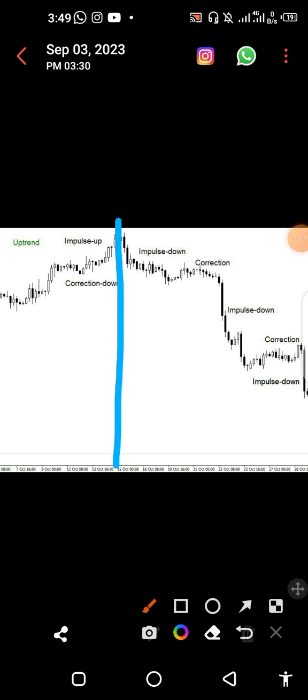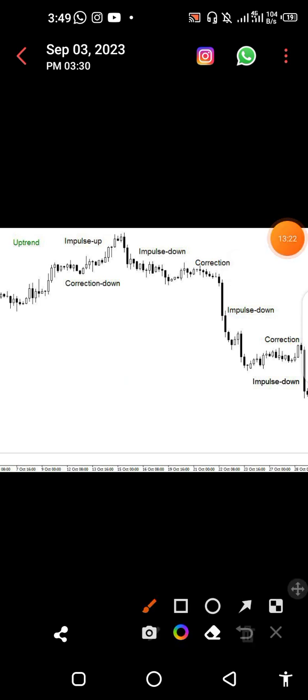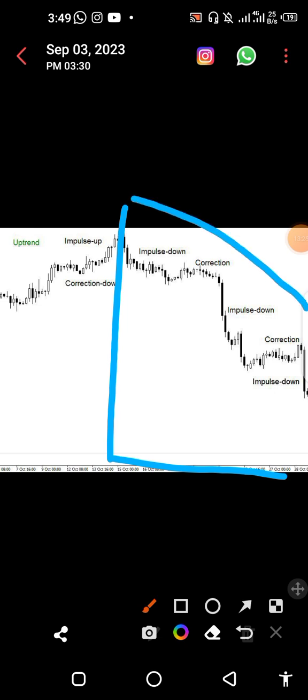Right. Look at price movement from this section. What do you discover? We were in an uptrend. Now, after that, look at this section and tell me something. Look at this side here, right? What market structure is that?